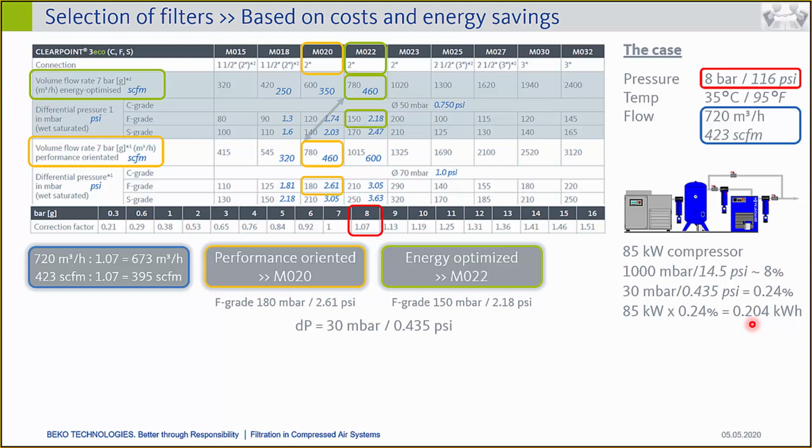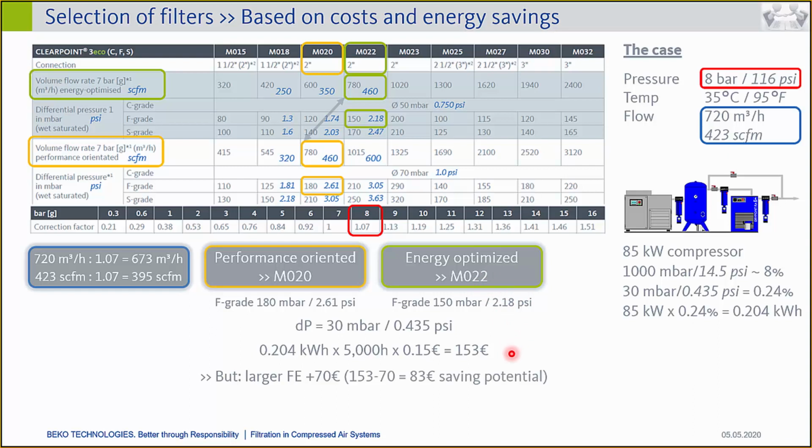So what does that mean in euro per year? For that purpose, we take the 0.204 kilowatt hours, multiply that with the operating hours, which are assumed to be 5,000 in that case, and we put an average price for the electricity in the industry of 15 euro cent. So this ends up to 153 euros extra because of the 30 millibar differential pressure. Or let's say that's the saving potential if we would go for the energy optimized filter size.